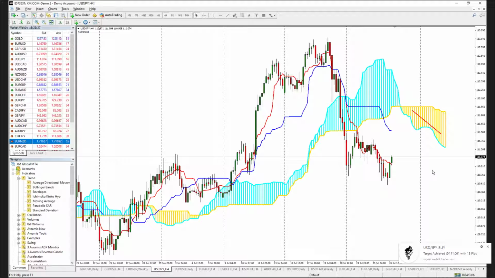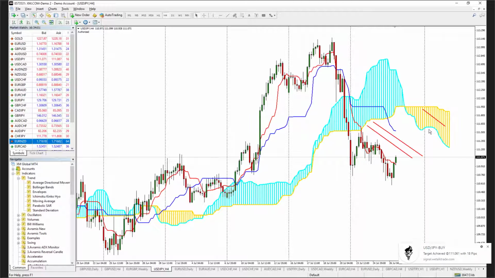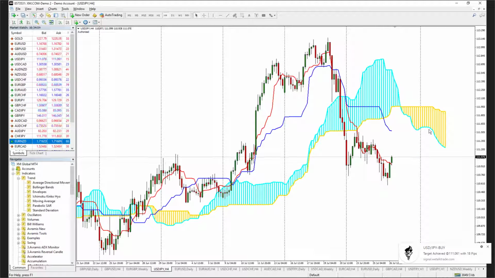Yes, so for example, based on those interpretations we just saw now about the Kumo, what can we say on this USD yen 4-hour chart? Market is in a downtrend according to the Ichimoku, since prices are below the cloud, and our downtrend has been strengthened because we also have a bearish looking Kumo. Yes, those are the interpretations we're meant to take from the cloud in that kind of case.